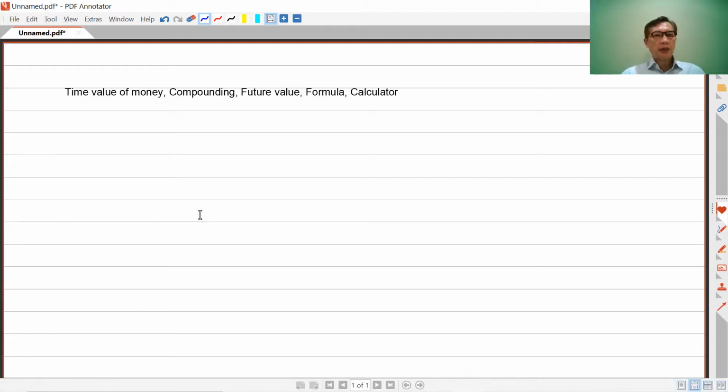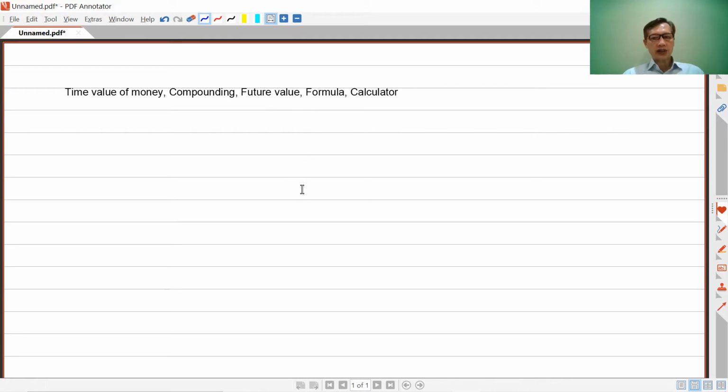Okay, I will try to explain what is the time value of money, compounding and future value, and we will try to derive a formula for calculating the future value. At the end, I will also show you how to use a calculator. Let me start with giving an example.